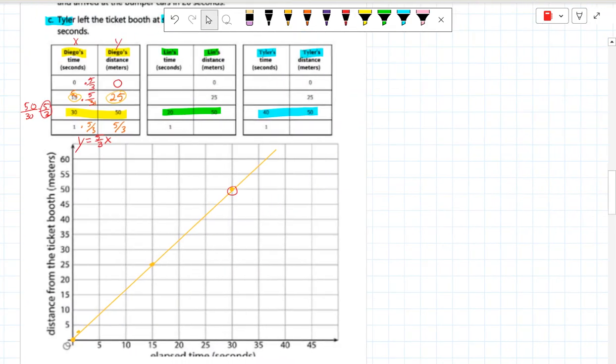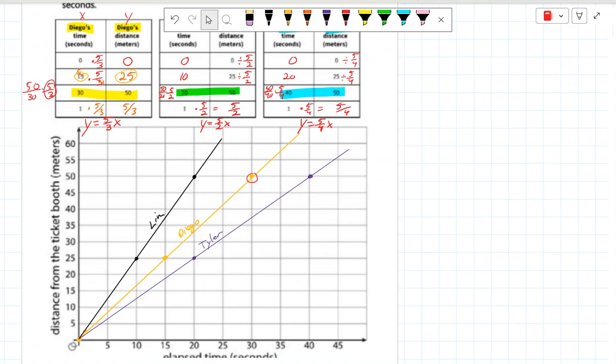Go ahead and pause the video and fill in Lynn's graph and Tyler's graph, and then graph those two lines on this same graph. Pause now. All right, we're back, and you can see Lynn's line is in black for me, Diego's is yellow, and Tyler's is blue.